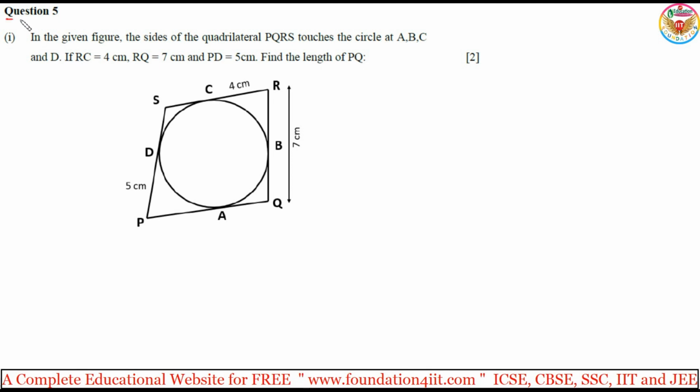In this question number 5, the first one is a topic tangent. In the given figure, the sides of the quadrilateral PQRS touch the circle at A, B, C, D. This is the given diagram. RC, R to C, is 4 centimeters, and RQ is 7. PD is 5 centimeters. Find the length of PQ. P to Q we have to find out. So the entire length of PQ is X.